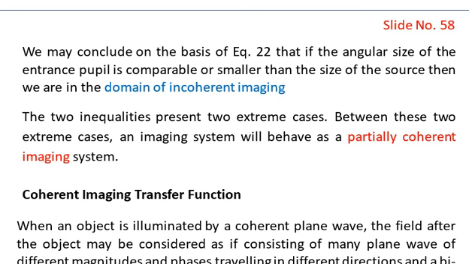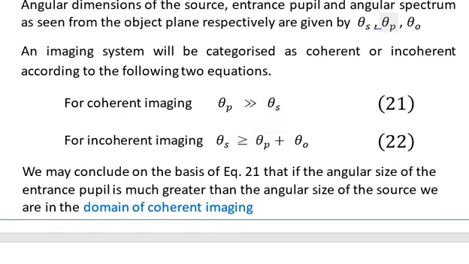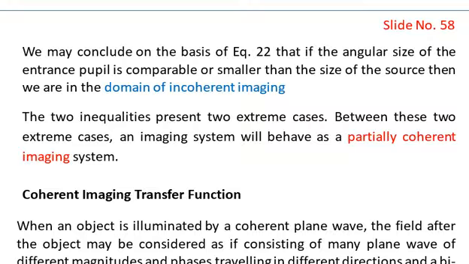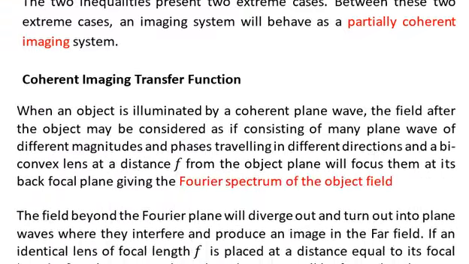The two inequalities present two extreme cases. An imaging system will behave as a partially coherent system if we are in between the two cases. So these two conditions are the extreme cases: the extreme case for coherent imaging as given in equation number 21, and the extreme case for incoherent imaging as given in equation number 22. Between these two extreme cases, an imaging system will behave as a partially coherent imaging system.